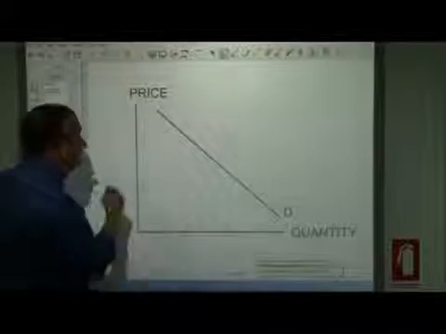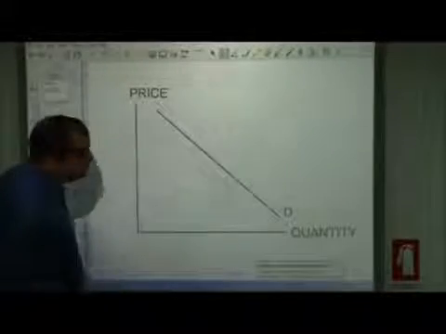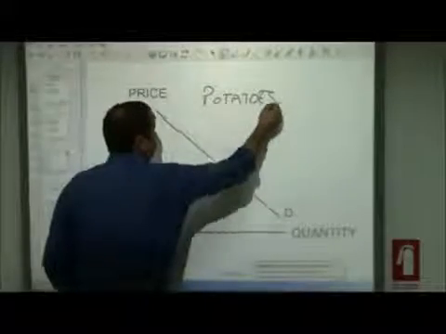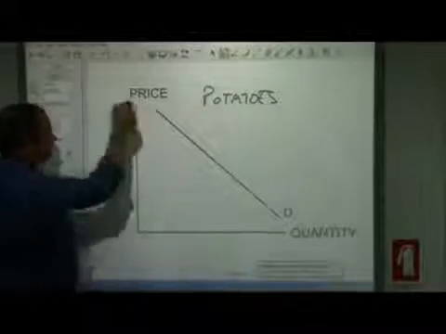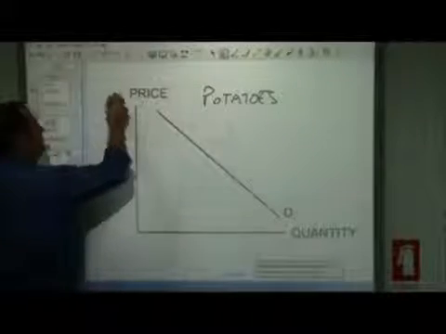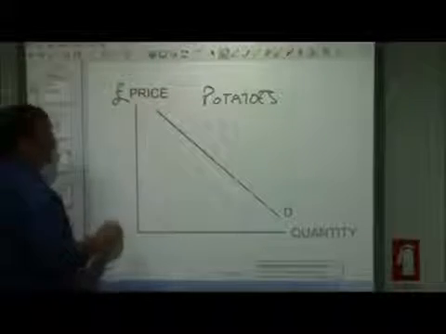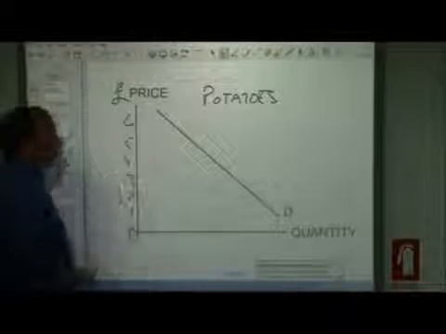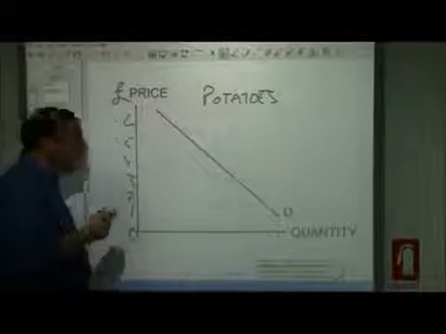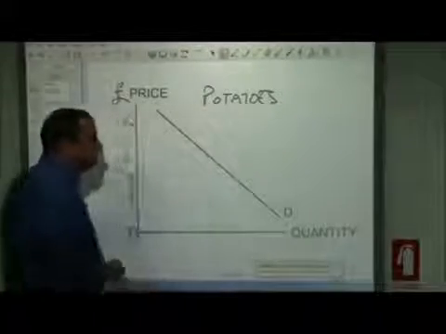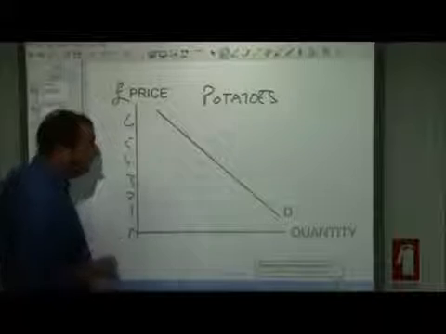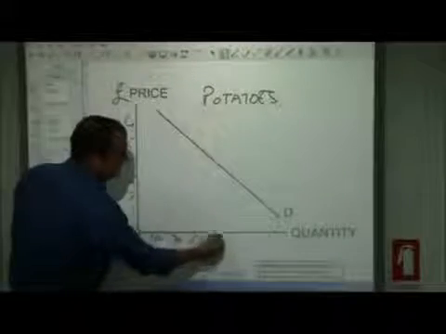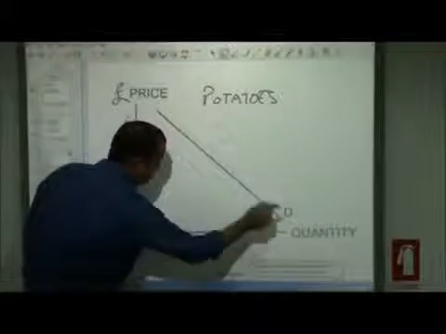This might be a demand curve for potatoes. This is the market for potatoes, and here we have the price per kilo, and we can put this in pounds, and maybe it's something like this: 1, 2, 3, 4, 5, 6. And here we have the quantity of thousands of bags of potatoes that will get bought, and this might be 10, 20, 30, 40, 50, 60, and so on.